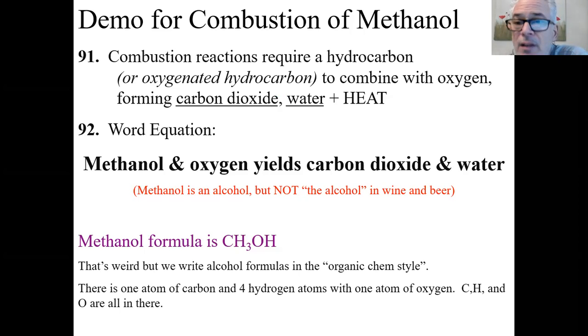Now, the methanol formula is kind of funky. Sometimes we write things unusually, and this is how we write this particular formula. It has what's called the OH group on the end. Now, we've seen OH before in an ionic compound like sodium hydroxide or barium with 2 hydroxides. That's an ionic polyatomic anion. Here, there's no ions. This is molecular. It just happens to be OH.